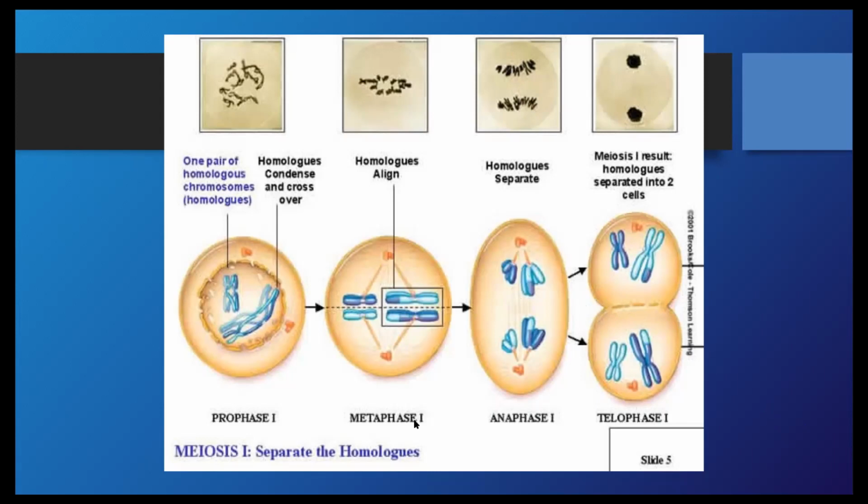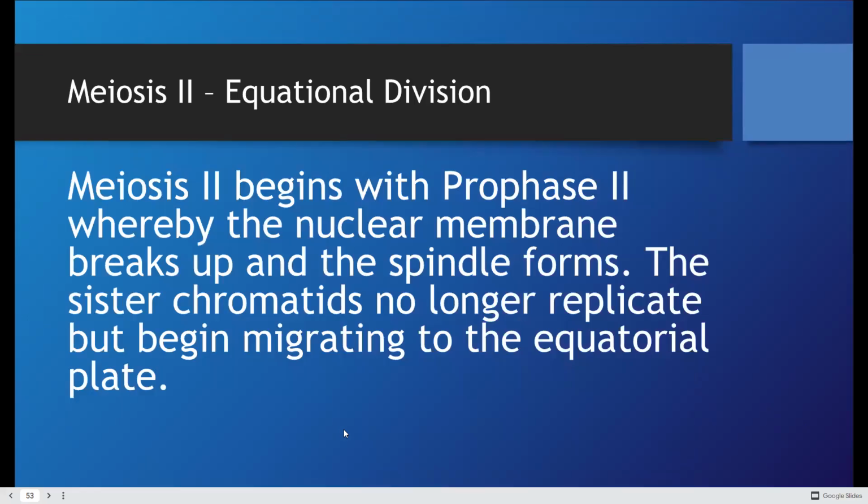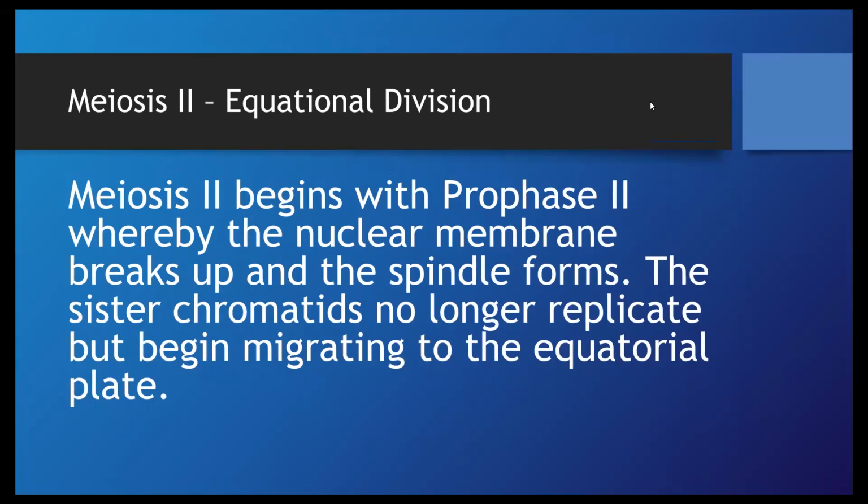Okay, let's move now to meiosis 2, the equational division. When you say equational division, the daughter cells created in meiosis 1 will continue their journey into meiosis 2. Meiosis 2 begins with prophase 2, whereby the nuclear membrane breaks up again and the spindle fibers form. The sister chromatids are no longer replicated, but begin to migrate to the equatorial plate.